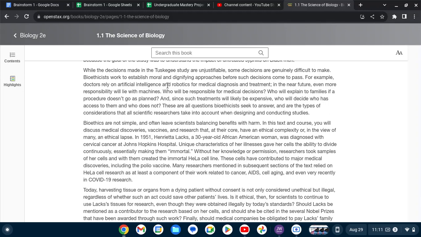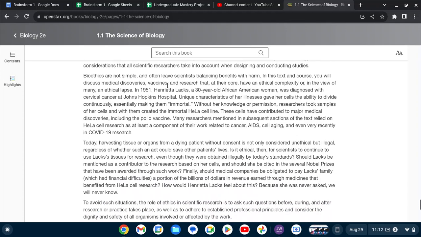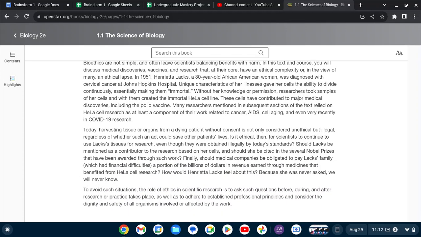These are all questions bioethicists seek to answer and are the types of considerations that all scientific researchers take into account when designing and conducting studies. Bioethics are not simple and often leave scientists balancing benefits with harm. In this text and course, you will discuss medical discoveries, vaccines, and research that at their core have an ethical complexity or, in the view of many, an ethical lapse.